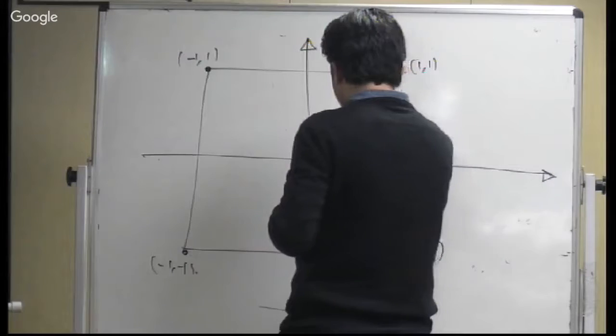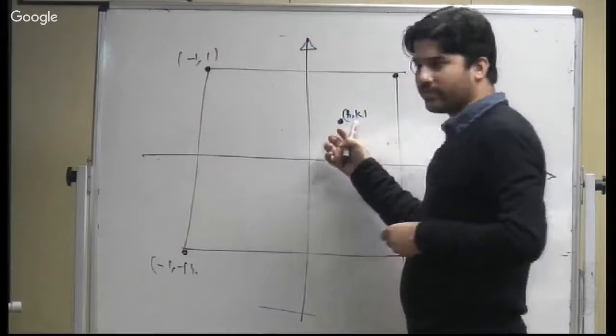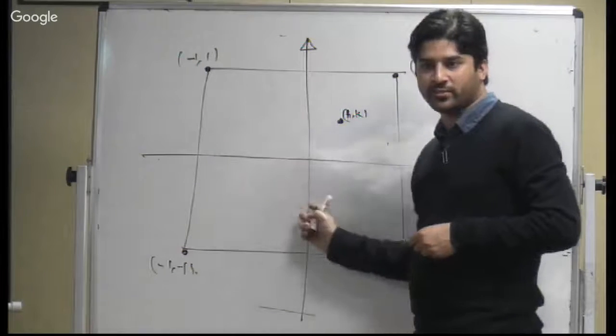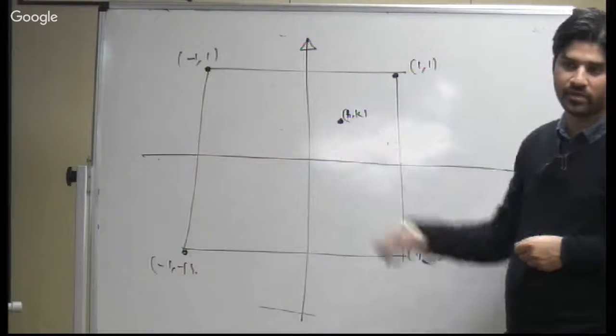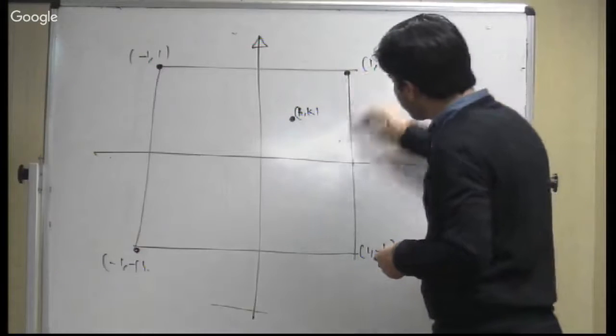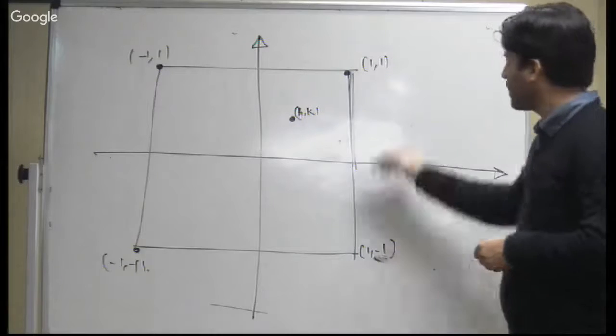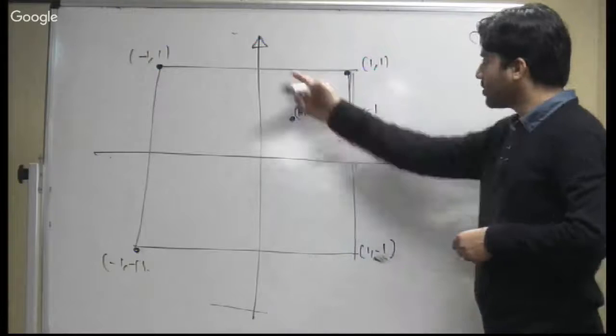Now, let's say the point is h comma k. Whatever this will be, same story here, same story here, same story here. So I just have to find this and multiply it by 4. So now the question is, what is the equation of this edge? x is equal to, and what is the equation of this edge?